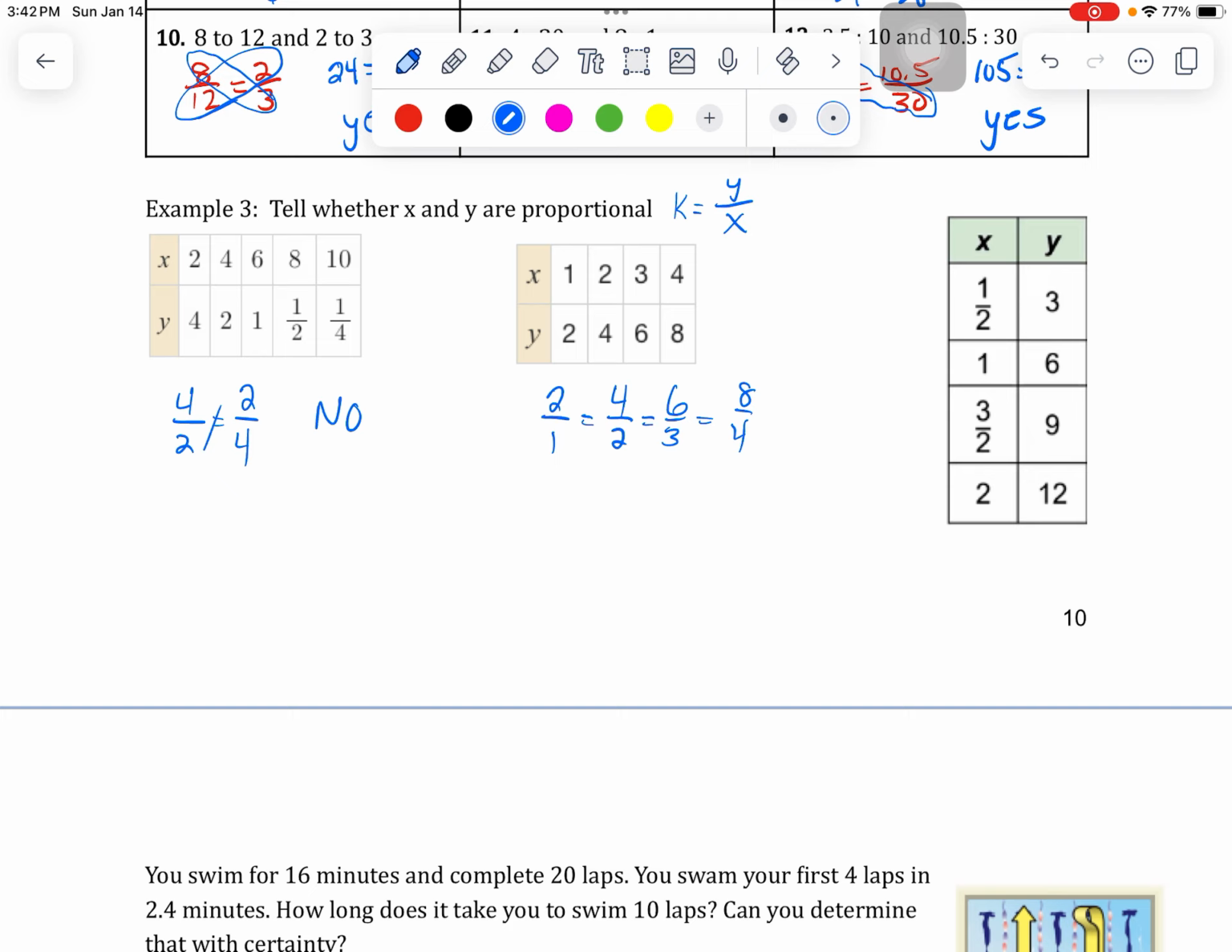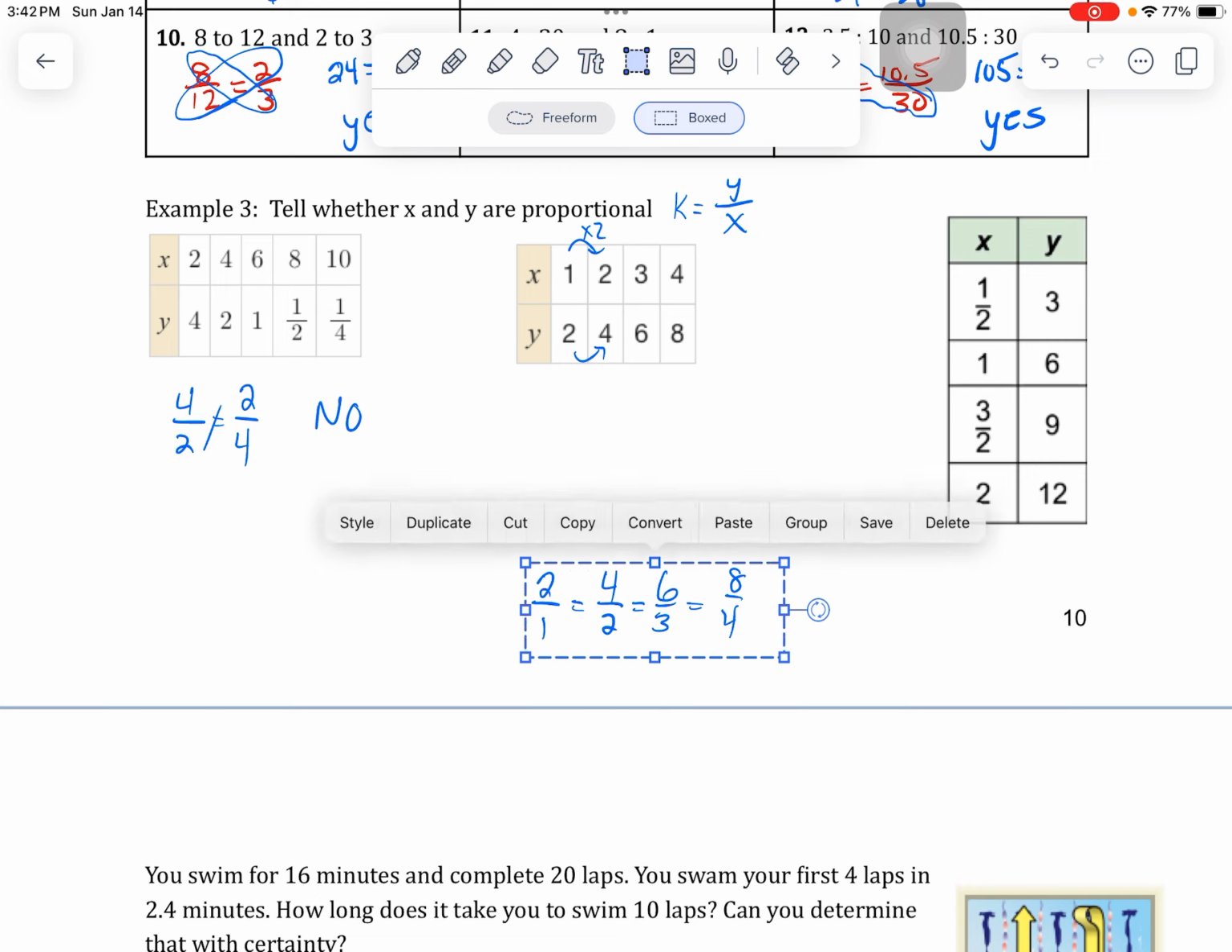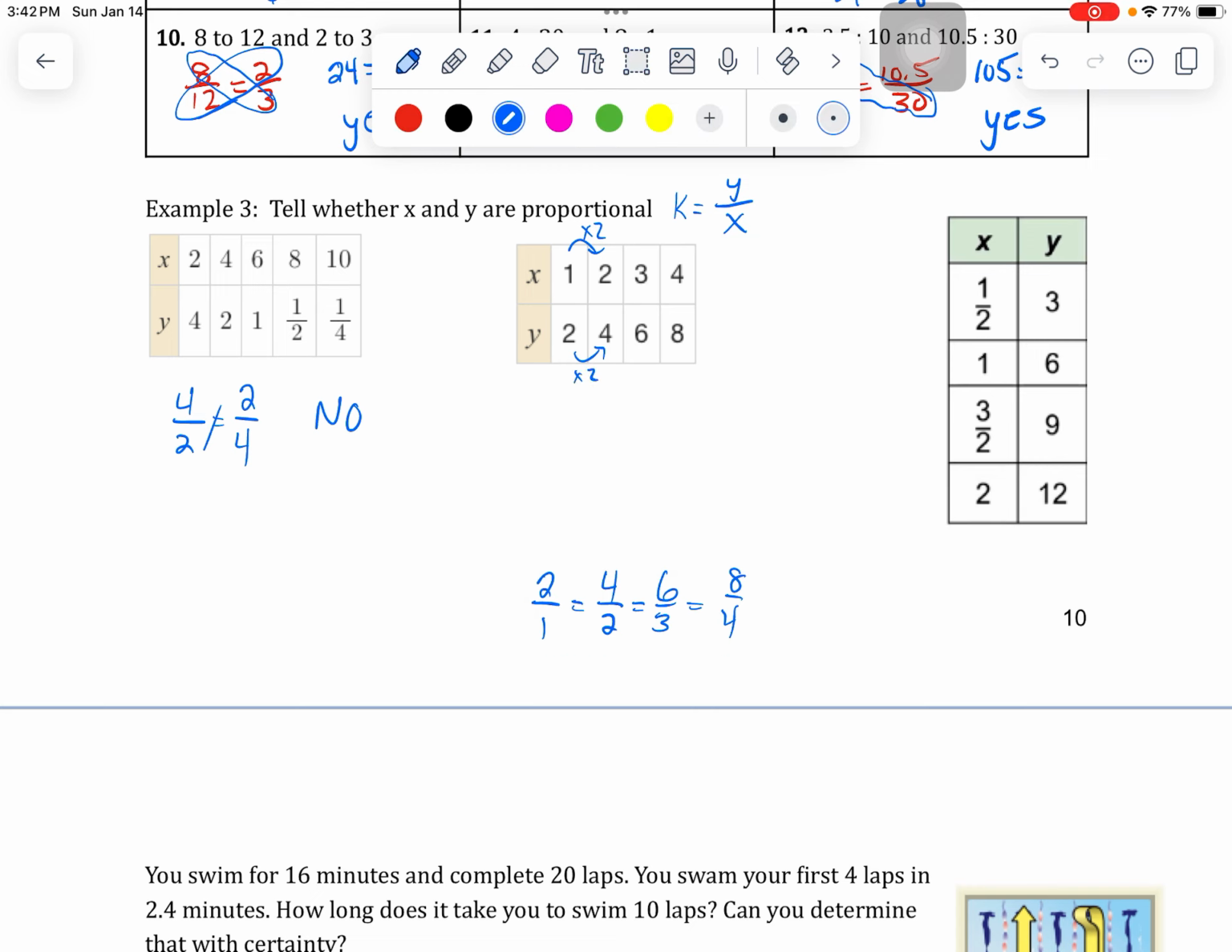Okay, I can see that we were multiplying by the same amount. If I look inside my table, right, we did times 2. That was the same thing that happened down here. I'm going to move this over. That was times 2, right? The next one was times 3, and then times 4. So we kept multiplying by the same amount to get those values. Or you could see when you simplified your y over x, you always ended up with a value of 2. So this one is proportional.